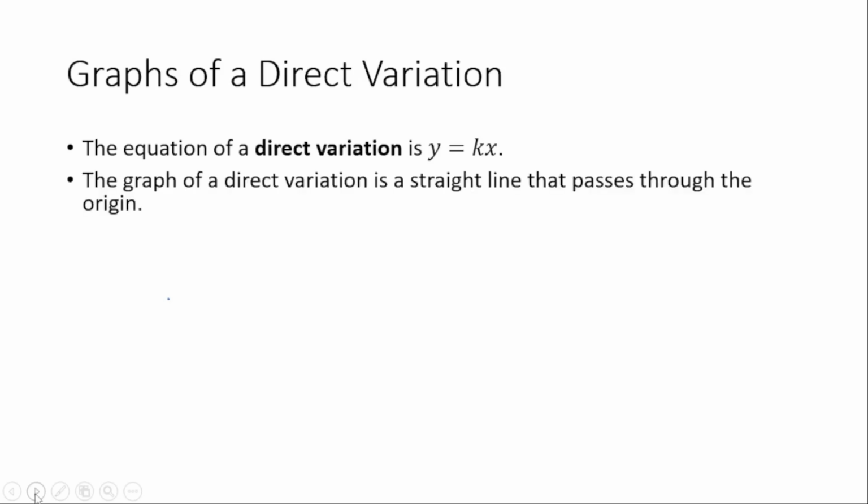So what are the properties? What are the characteristics? What are we talking about? The equation of a direct variation, like we had seen in a previous lesson, lesson 1, was y is equal to kx. This graph passes through the origin. And how does it look?